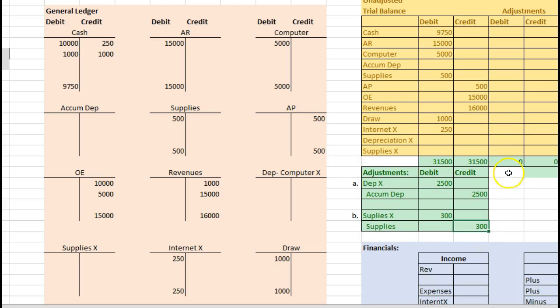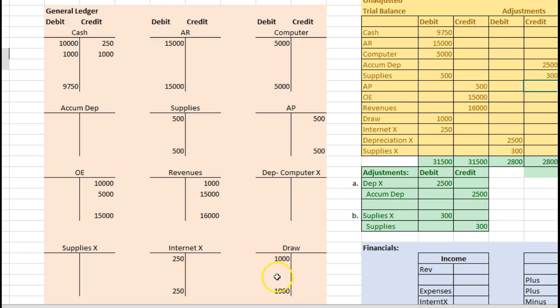Now, this entry has to be transferred up into the worksheet. So the first one is depreciation expense, $2,500, and accumulated depreciation up here of $2,500. The next one we have to put in is supplies expense on the debit side of $300, and I need to credit the supplies for $300. Now I'm balanced. This has to get transferred to the general ledger now.